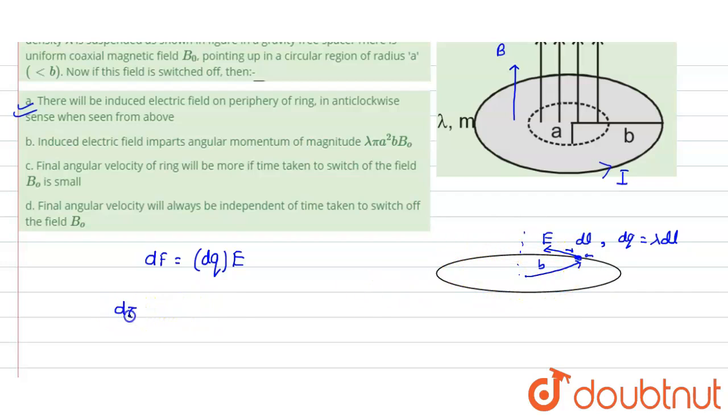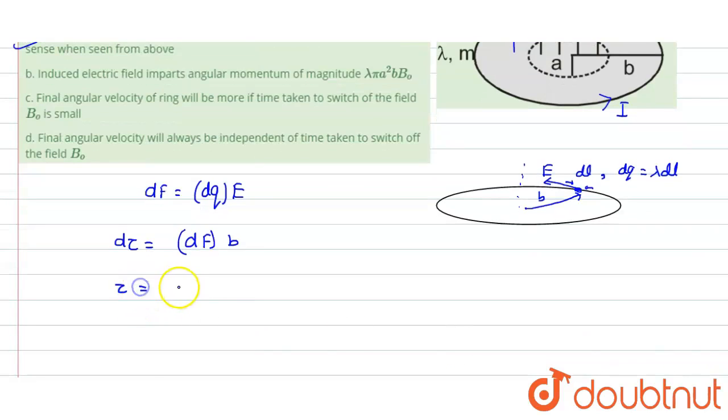So what is the small torque which would be generated? We know that the torque would be equal to df multiplied by the distance. What is the distance? It is equal to b, so we just write b. To calculate the total torque, we can just integrate this result. So it would be equal to the integral of b df, where df equals E into dq, and dq we can write as lambda into dl.